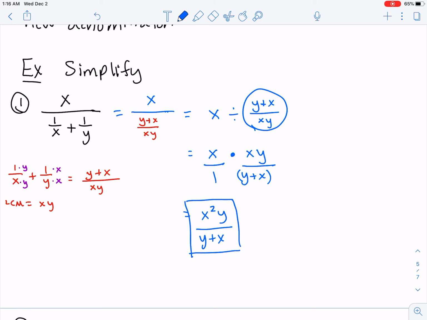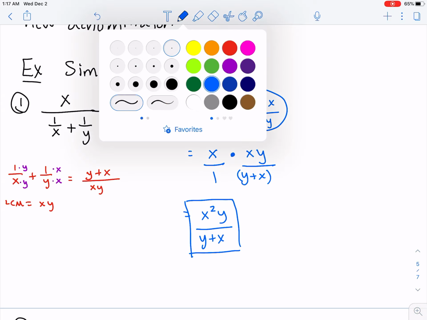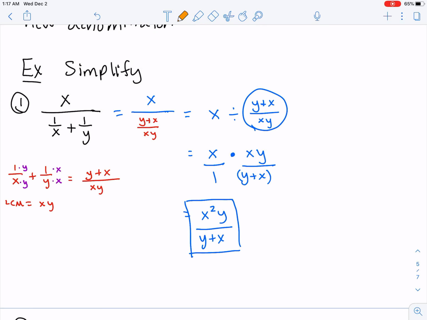Okay, now a few things we've got to look at for restrictions. We've got several, actually. Let me pick a different color here. Let's go with orange. So for restrictions, just like before, we look at that least common multiple. Okay, so the least common multiple is xy. That means x can't be 0, y can't be 0.